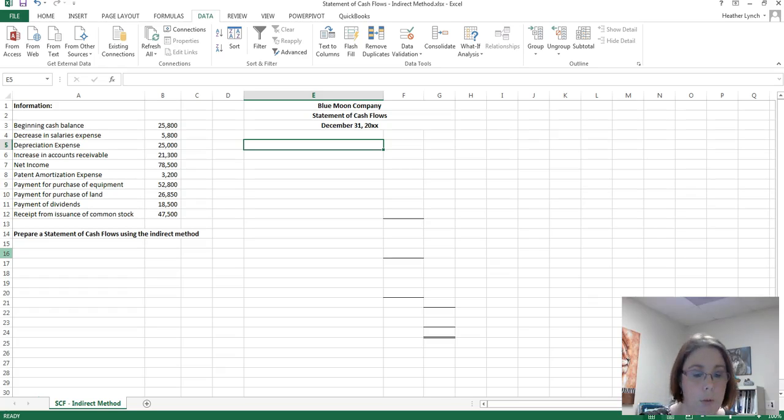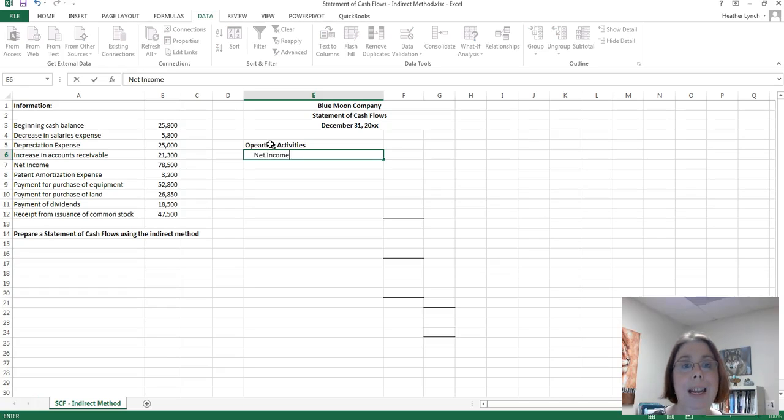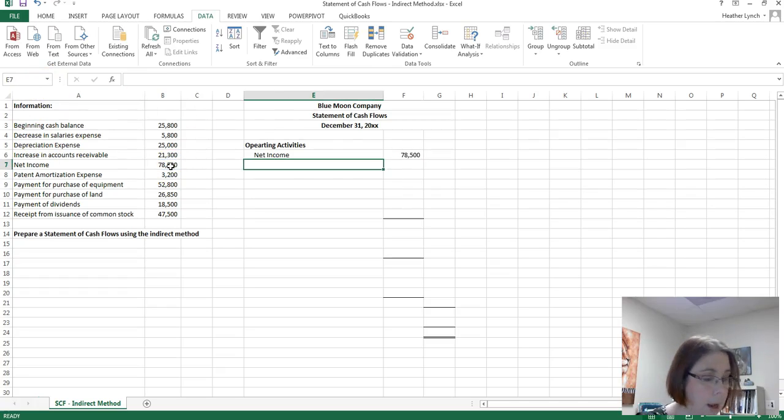So when we do the indirect, we still remember for your statement of cash flows, it's operating, investing, and financing. When we do the indirect method, we still want to start with our operating activities. But what we have to do first is we have to start with our net income. And our net income that they provide us is $78,500.